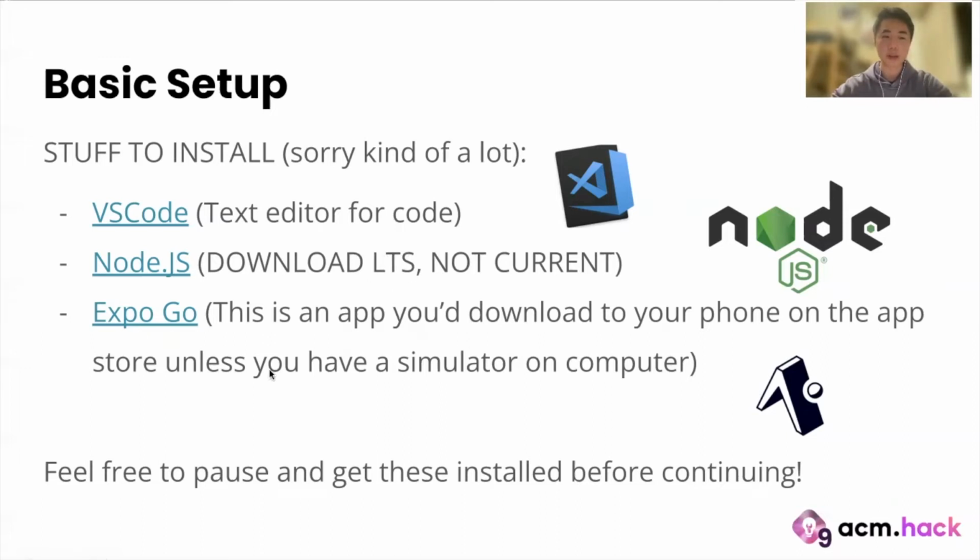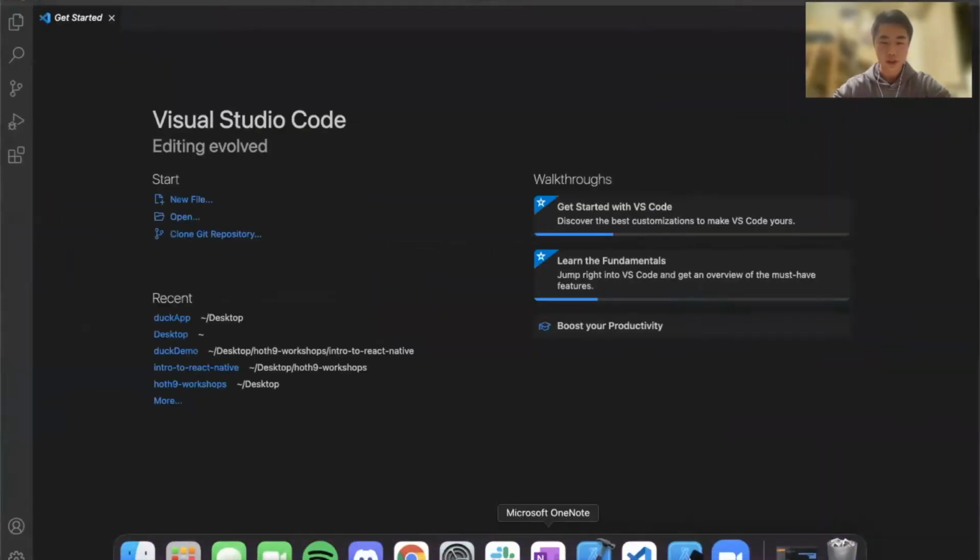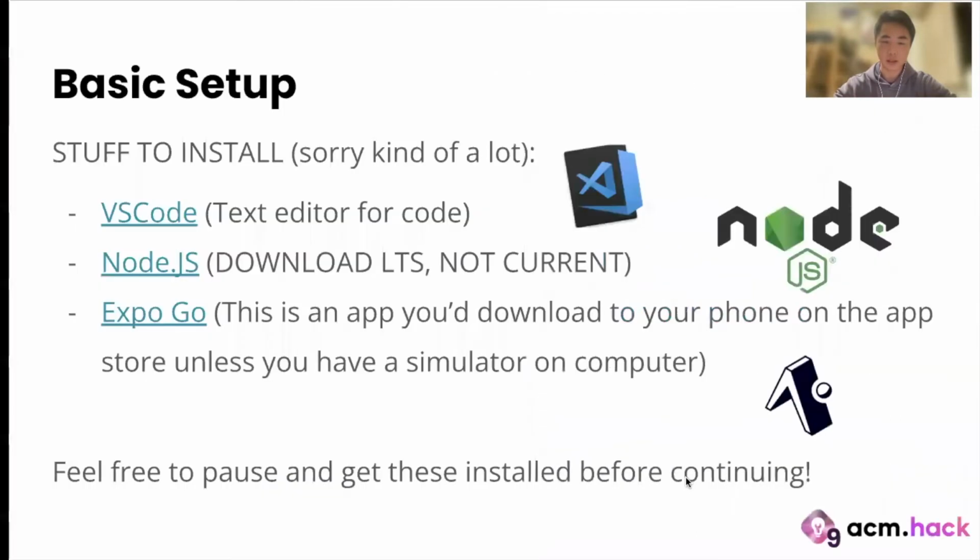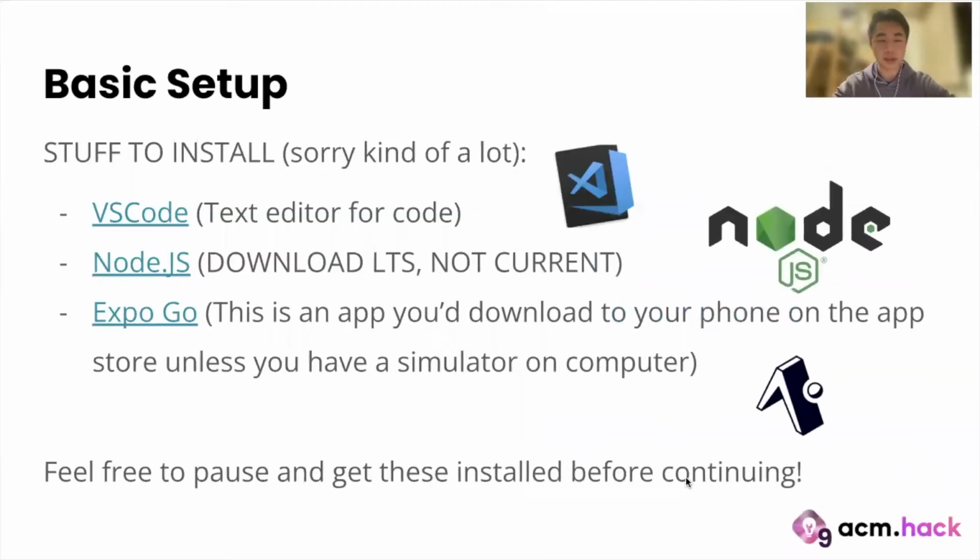And then Expo Go is an app you would actually download on your physical phone, from the App Store or Google Play Store, unless you already have a simulator on your computer. That would let you see your app on your phone itself, which is pretty cool. For this demonstration, I'm going to be using the simulator on my computer. I have a Mac, and if you have a Mac, there's this thing called Xcode, which comes with the simulator, which I just happen to have installed. So if you have a MacBook, I would recommend getting that.